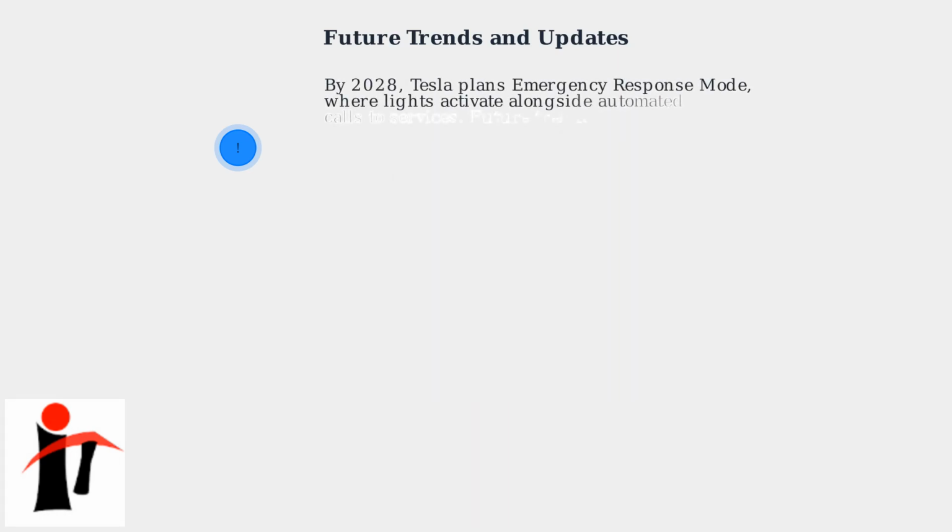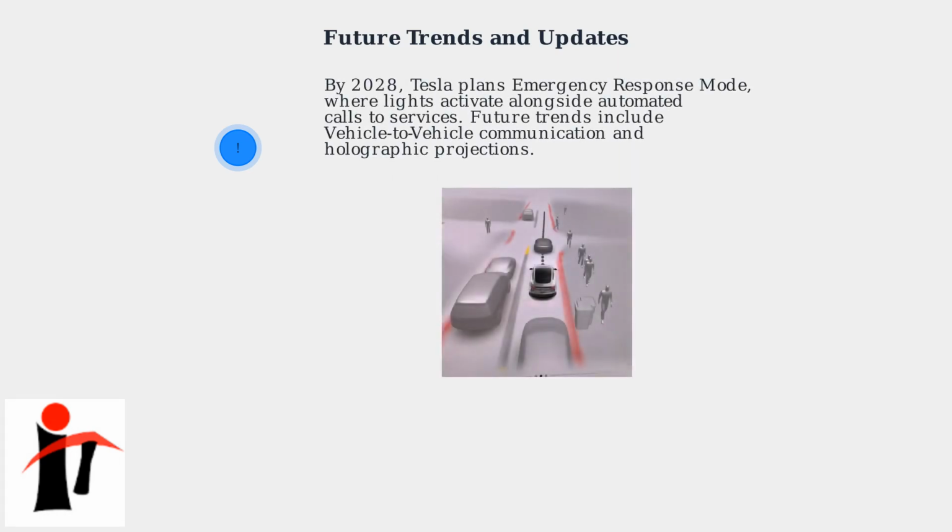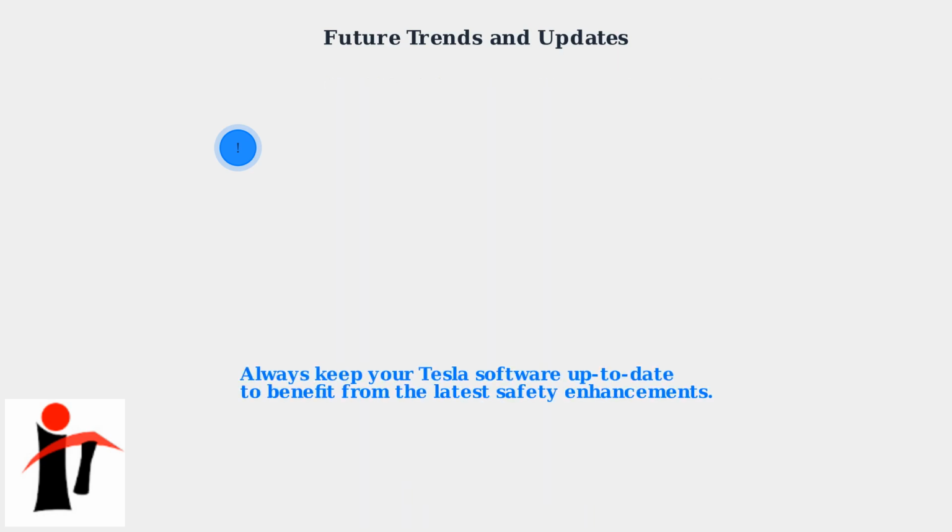Looking ahead, by 2028, Tesla plans to incorporate hazard lights into a broader emergency response mode in fully autonomous vehicles, where lights activate alongside automated calls to emergency services. Future trends include vehicle-to-vehicle communication and even holographic projections for better visibility. Always keep your Tesla software up to date to benefit from the latest safety enhancements.